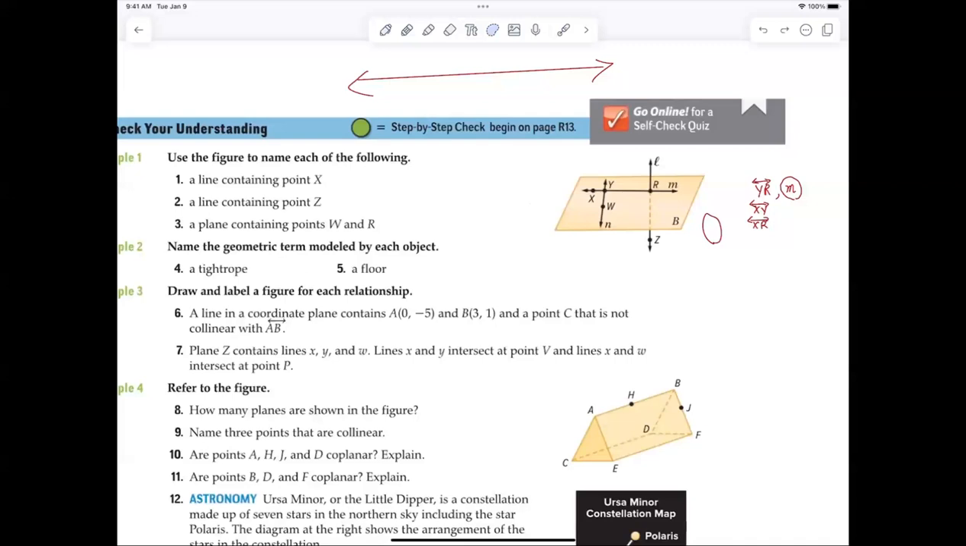Name the geometric term modeled by each object. A line segment? Yes, a tightrope would be considered a line segment. Remember, a line segment is just a piece of a line, and it has 2 endpoints. The floor is obviously what? A plane.